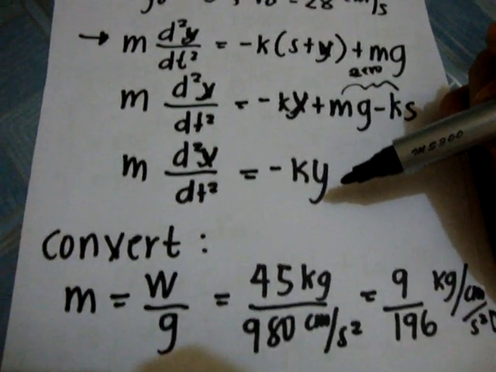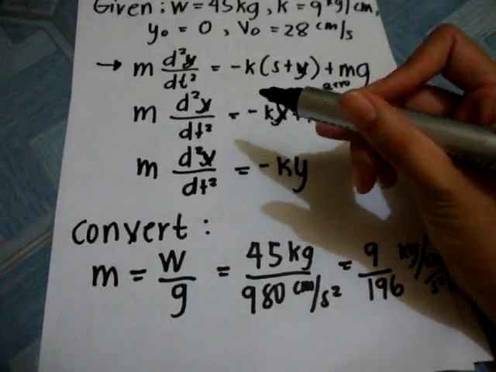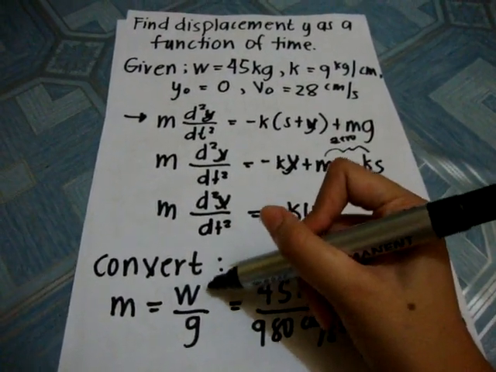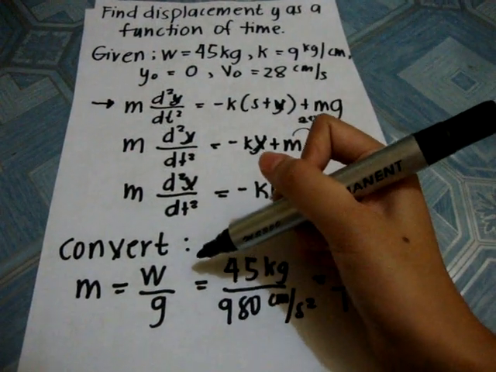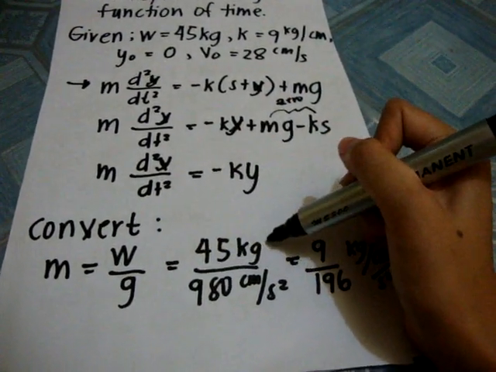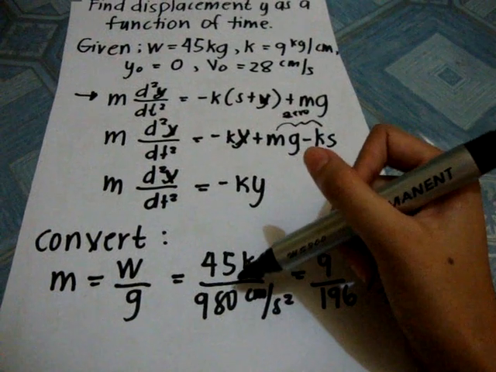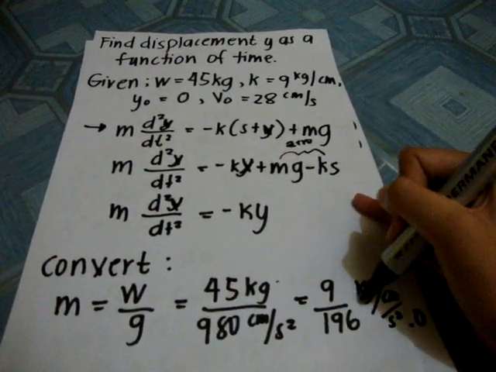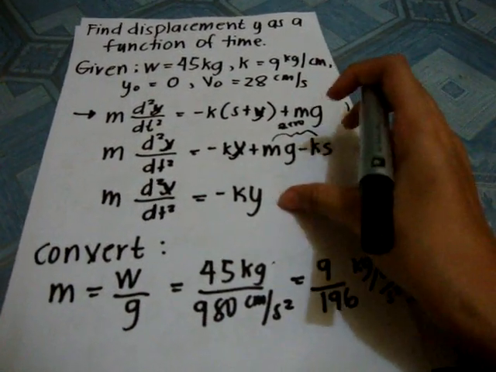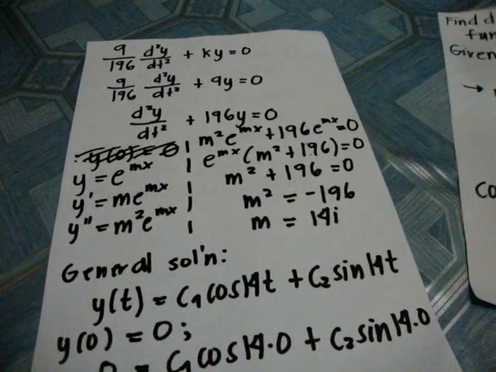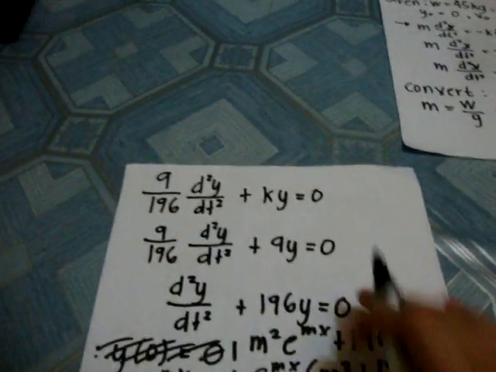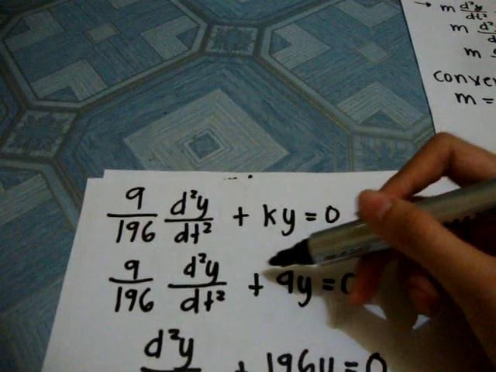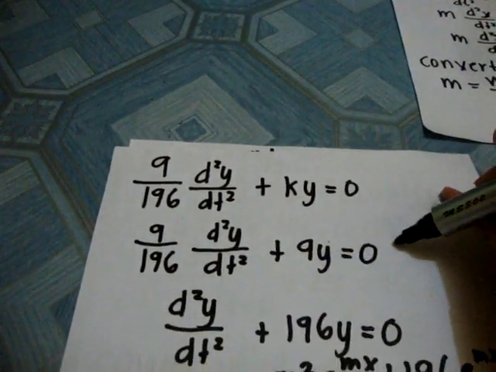So we must first convert the units of weight given into units of mass. From m is equal to w over g, we have that w is equal to 45 kilograms and g is equal to 980 centimeter per second squared, and we have 9 over 196 kilogram per centimeter per second squared. Now we have this equation: 9 over 196 times d squared y over dt squared plus 9y is equal to 0.